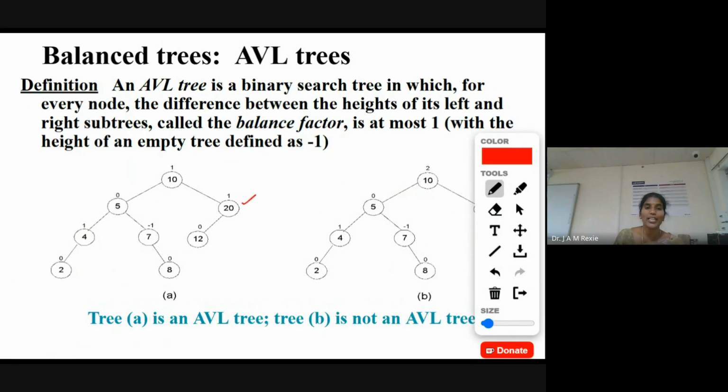If we take 20, the left subtree is having one level and the right subtree is having none. Hence, the number of levels here is 0. So 1 minus 0, we're having the balance factor as 1.